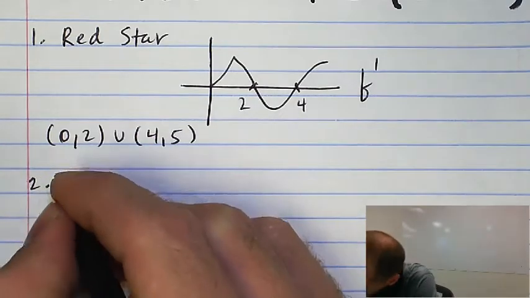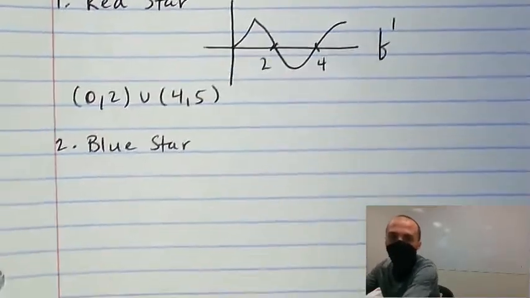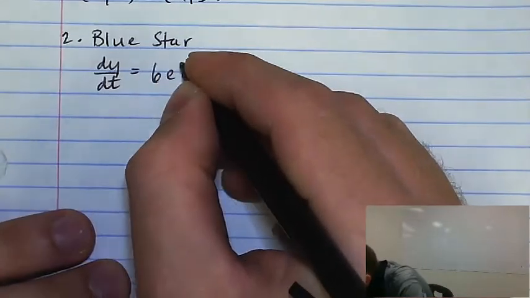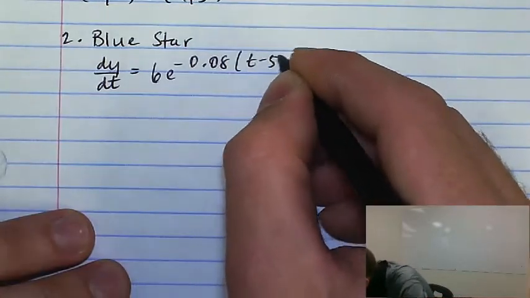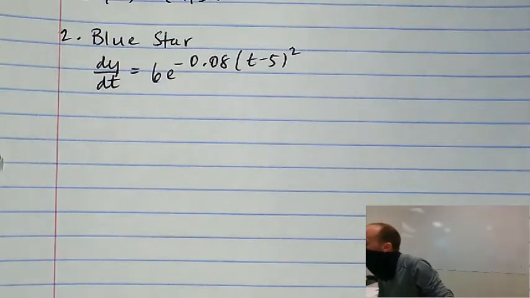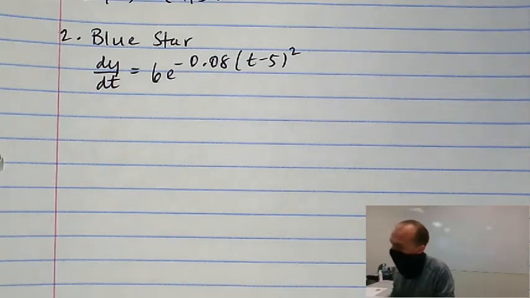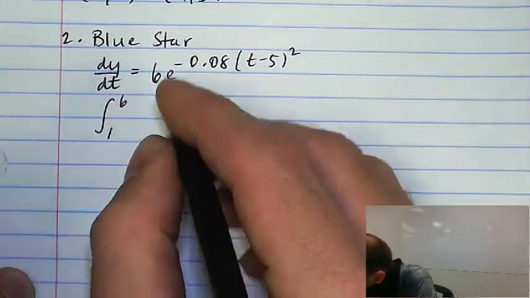All right, second one is going to be blue star. All right, let's see, move that down a little bit. So blue star is dy dt equals 6e to the negative 0.08 times t minus 5 squared. That's a little rough, right? But this is why it's a calculator section, right? How much does y change as t changes from 1 to 6? Well, how much y changes is going to be the integral of dy dt from 1 to 6, right?